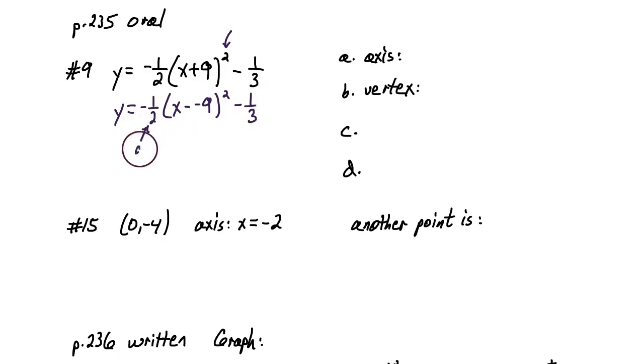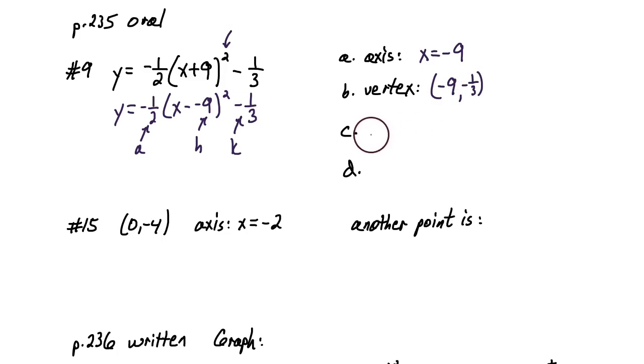We can see our value of a, we can see our value of h, and we can see our value of k. To get the equation of the axis, it's x equals h. So x equals negative 9. To get the vertex, it's h comma k. So it's negative 9 comma negative 1/3.